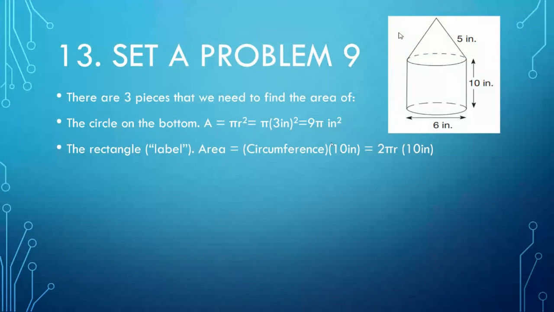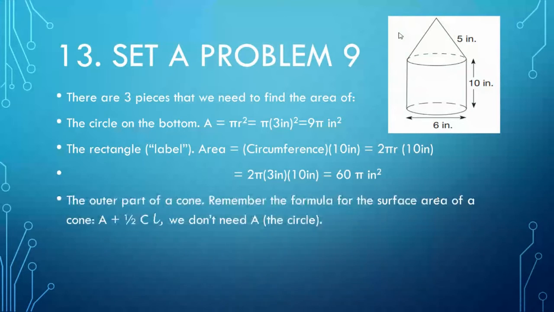the label on a soup can. And the way you would find its area, again, that's a rectangle. One dimension of the rectangle is 10 inches. The other dimension of the rectangle is the circumference of the circle, and the circumference of the circle we know is 2 pi r. So we have 2 pi r times 10 inches, and r is 3 inches. So we have 2 pi times 3 inches times 10 inches, and that gives us 60 pi square inches.